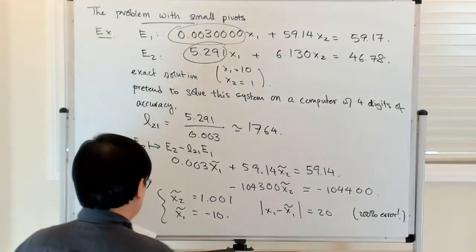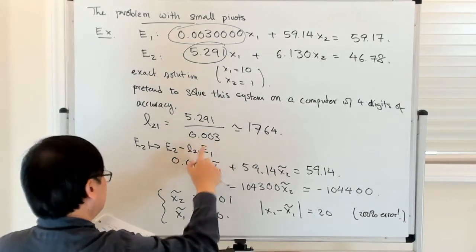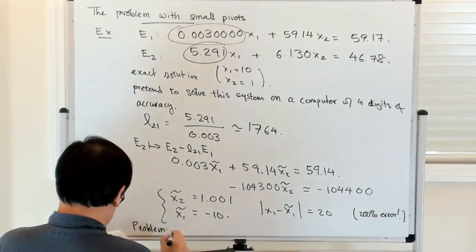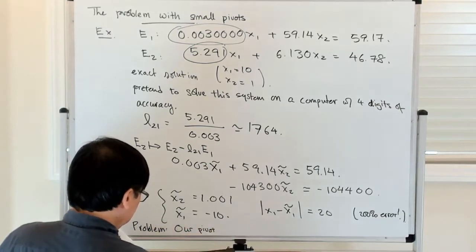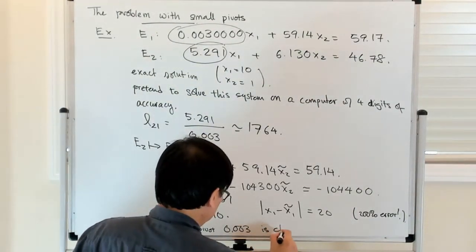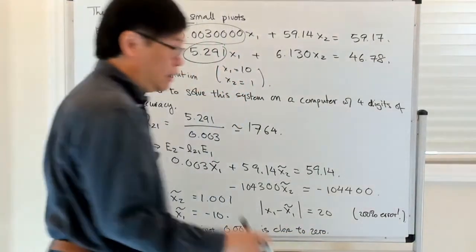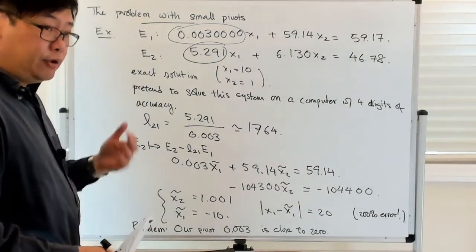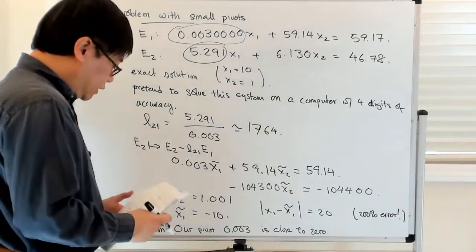The problem, as you might have guessed, is that I'm dividing by this pivot, 0.003, which is very close to 0. If you recall, when we were discussing round-off errors, one of the situations you really want to avoid in order to avoid round-off error is dividing by a very small number. And in this situation, we have that.